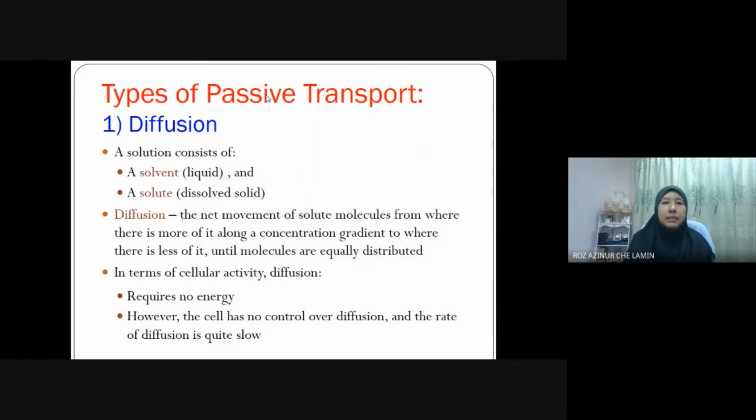For types of passive transport, first is diffusion. A solution consists of a solvent and also a solute. Diffusion is a net movement of solute molecules along a concentration gradient from where there is more of it to where there is less of it until molecules are equally distributed. In terms of cellular activity, diffusion does not require energy. However, the cell has no control over the diffusion and the rate of diffusion is quite slow.